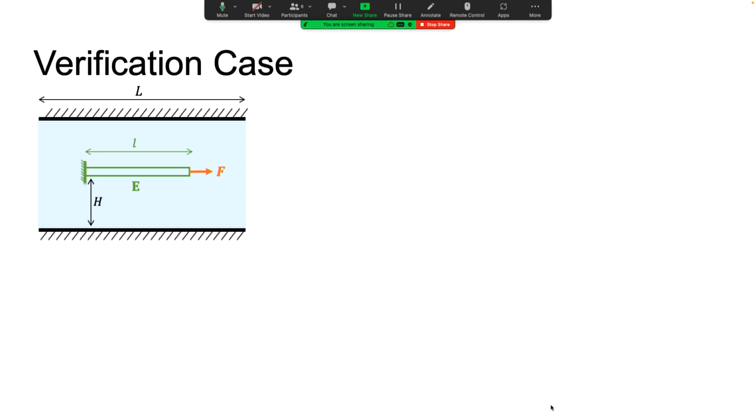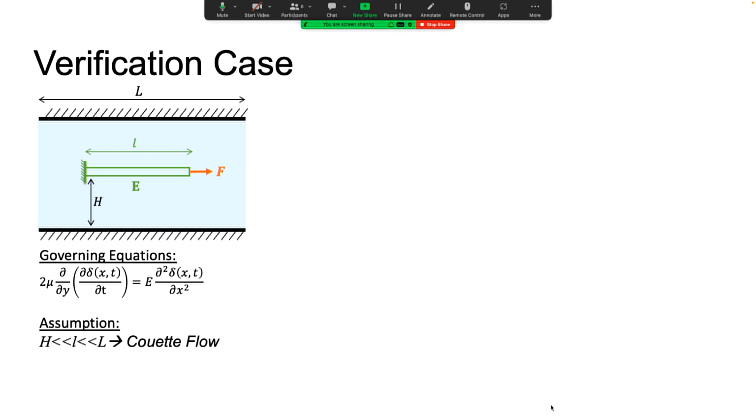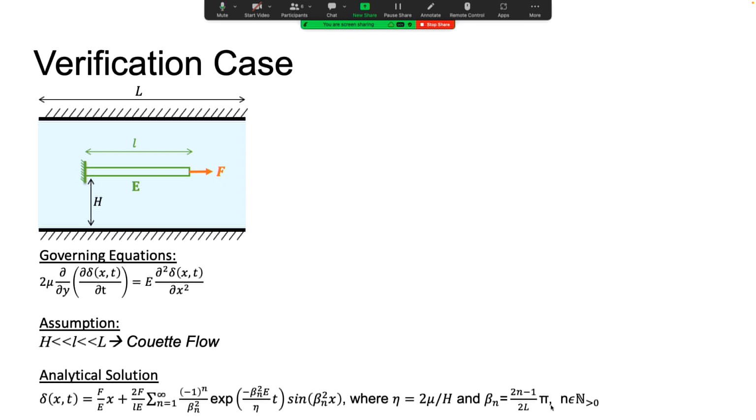From this, you can clearly build the governing equations. If you assume delta is the displacement, then the governing equation will be 2 mu multiplied by the derivative with respect to the height of the velocity of the displacement, equal to the elasticity multiplied by how much it displaced. If you use the assumption that h is way smaller than the length of the solid body, which is also way smaller than the length of the fluid, you can have a Couette flow, and you can simplify the equation. And this is the analytical solution.